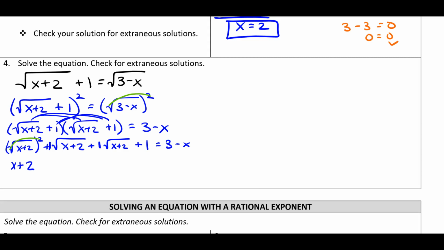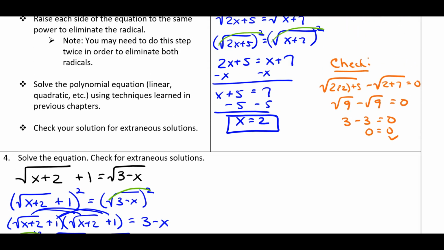Okay, so we've already simplified that first term. It's x plus 2. These guys right here are like terms. They have the same exact radical, which means we're going to do 1 plus 1, which is 2 square root of x plus 2. And then we just have good old 1 hanging around.